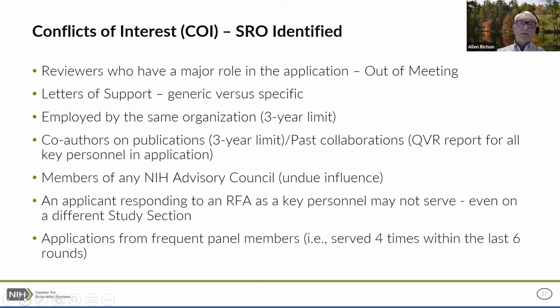So the SRO is going to be looking at a lot of different aspects. If reviewers come in who have a major role in any application that's in the meeting, they can't participate in the review because obviously they're going to bring way too much bias into the review to be useful. If there are letters of support in the application where the potential reviewer is going to be a major component of the scientific project, or if they're going to be providing some type of support and being compensated for it, then there's an issue there.